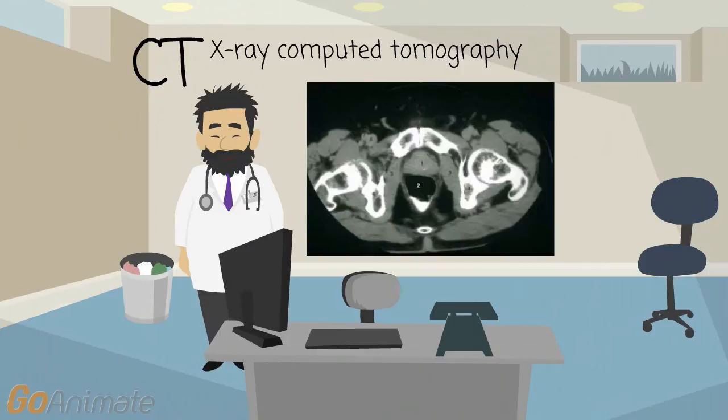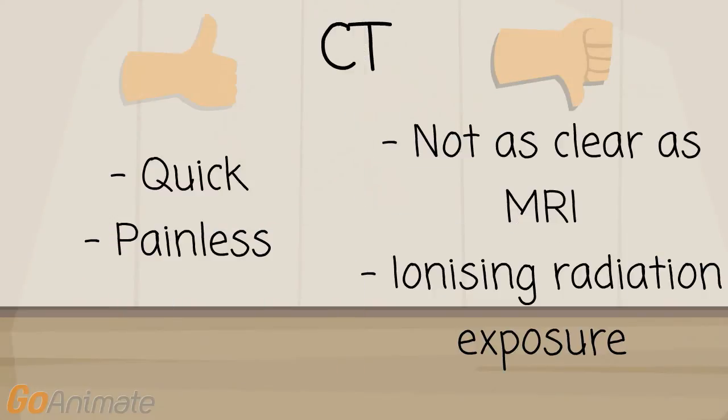CT uses a series of X-rays in slices to obtain images. The role of CT in the diagnosis of prostate cancer is limited, because most images produced are better with an MRI scan. CT scans are quick and painless. However, as previously stated, they are not as clear as MRI and come with an increased risk of cancer in the future due to the exposure of ionizing radiation.